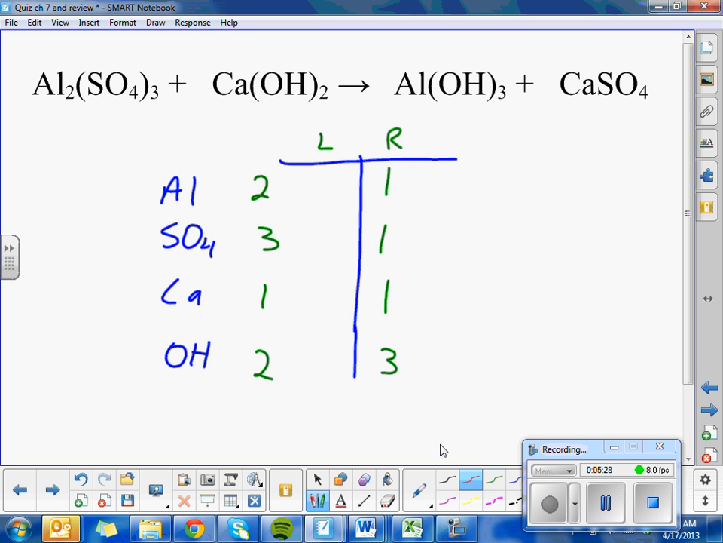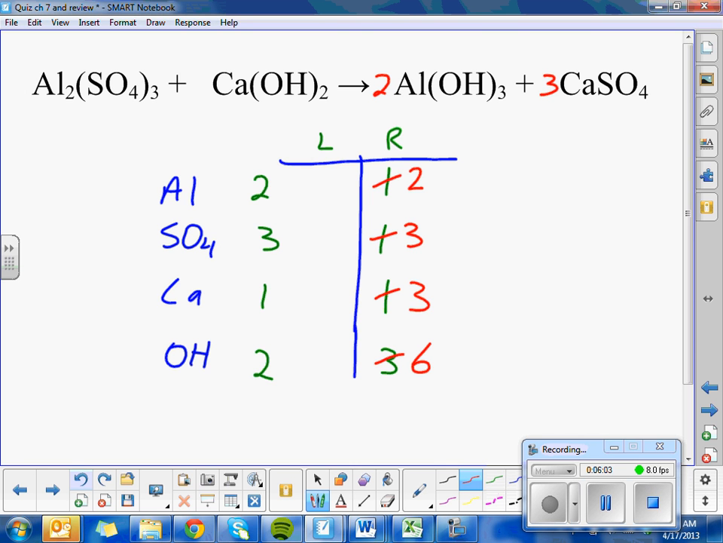So we're going to try to get the aluminum to be 2 on the right. So we put a coefficient 2 out here. Remember, we cannot put coefficients in the middle anywhere. So that changes that to a 2, and it changes the hydroxide to a 6. So now the sulfate, we need to get to be 3 on that side. Remember, this is what we cannot do. You cannot put a number in the middle there. You have to put it outside that whole thing. So we're going to put a 3 there. That changes the sulfate to 3, and it also changes the calcium to 3.